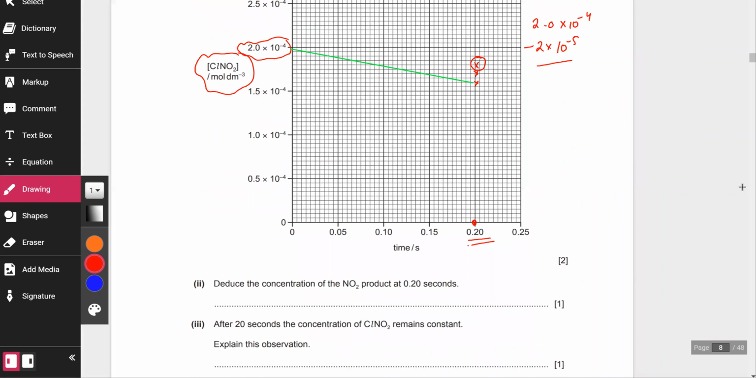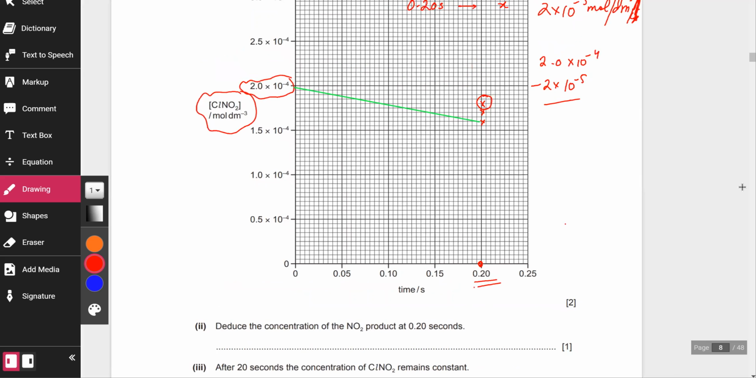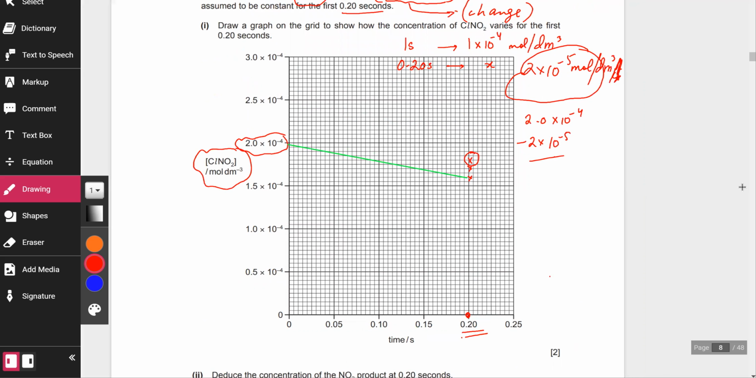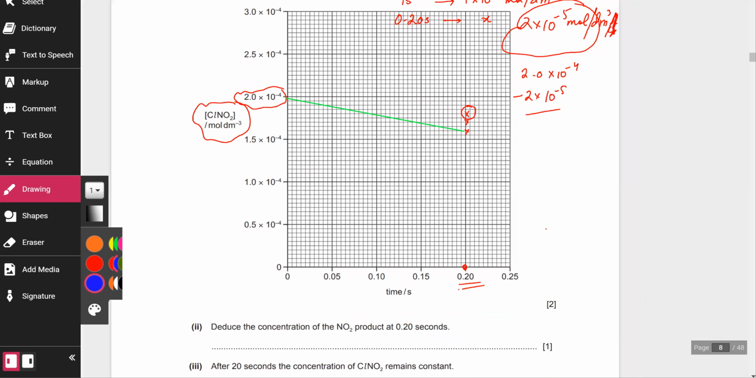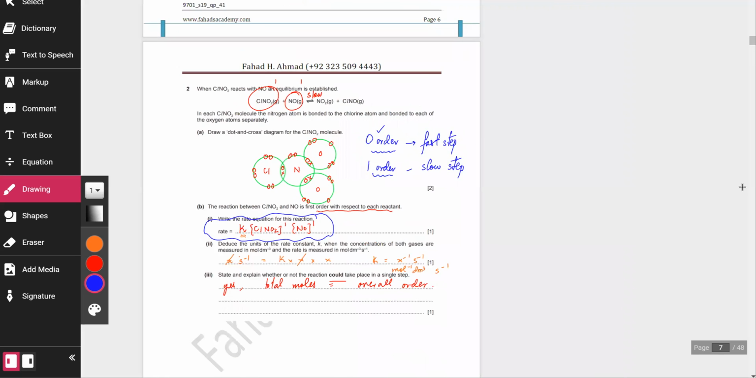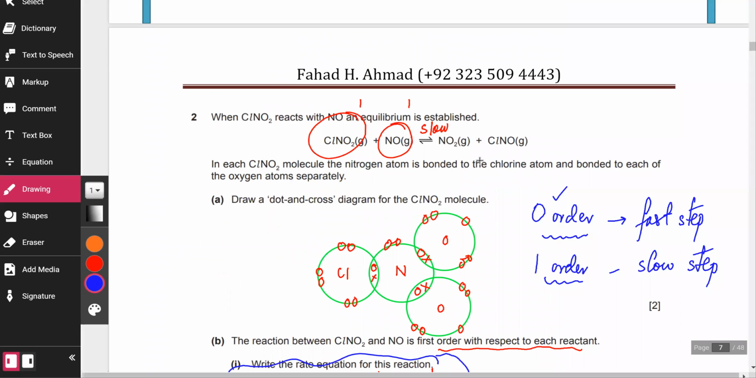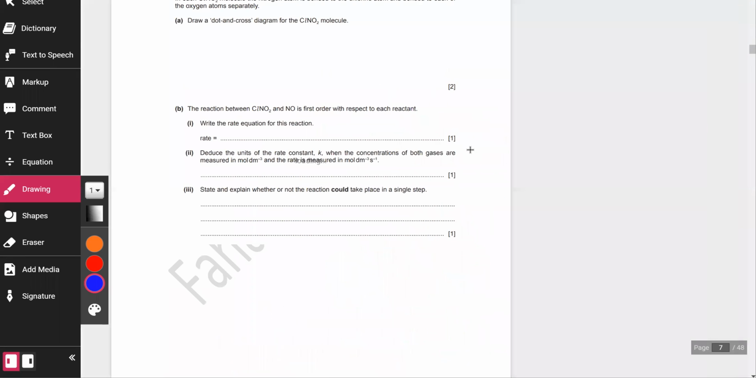So again, try and answer this intelligently. The change that's happening, what is this change over here? This means, I'm going to write it down, that 2 times 10 power minus 5 mole per dm cube of this thing over here, ClNO2, has decreased. Why is it decreasing? Because it has reacted. And having reacted, what did it do? It has made products. So which product is ClNO2 making? If you look at the equation, one reacts, it produces one.